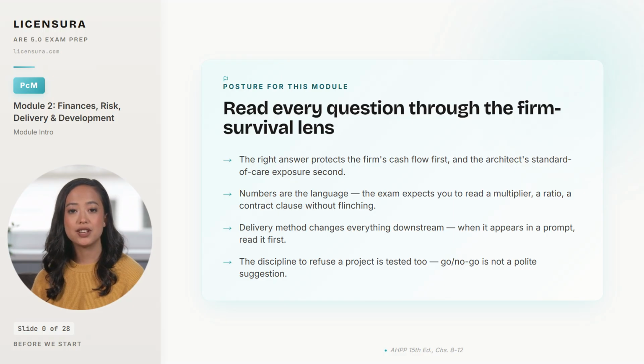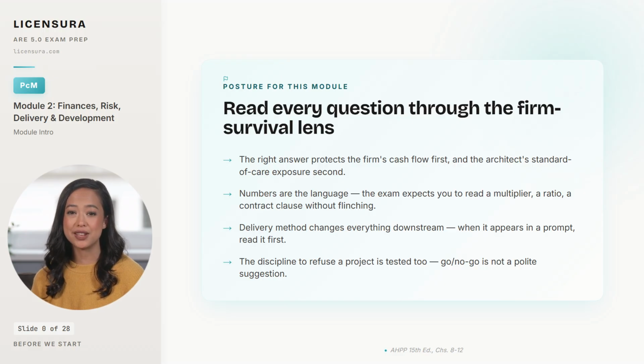Second, numbers are the language of this module. The exam expects you to read a multiplier, a ratio, a contract clause without flinching. Don't panic when you see a percentage. Third, delivery method changes everything downstream. When a prompt names design bid build versus design build versus construction manager at risk versus integrated project delivery, read that line first because every other answer choice shifts.